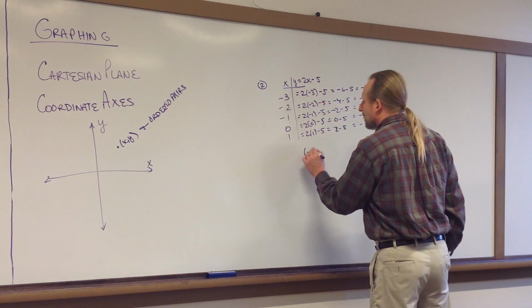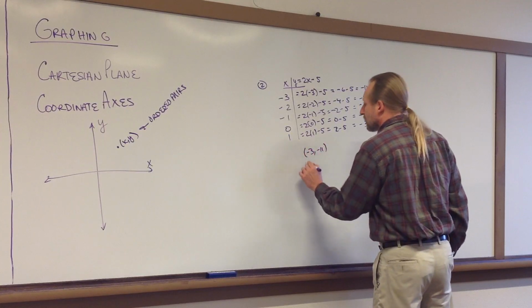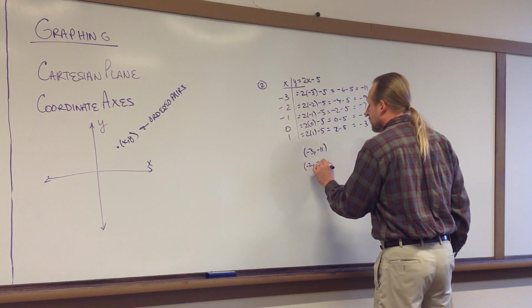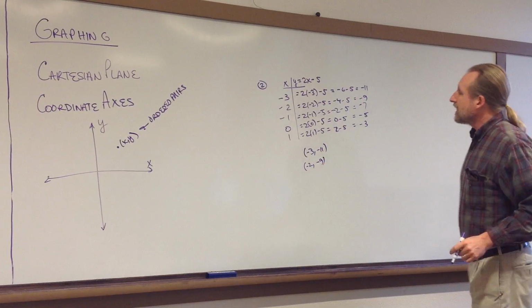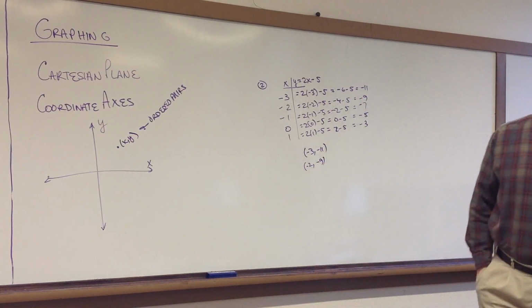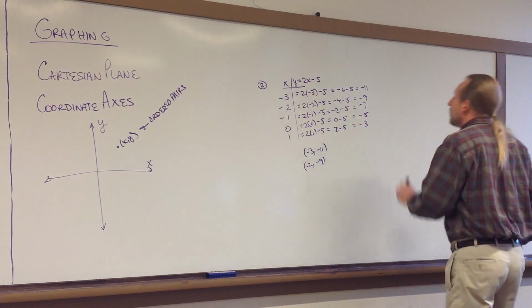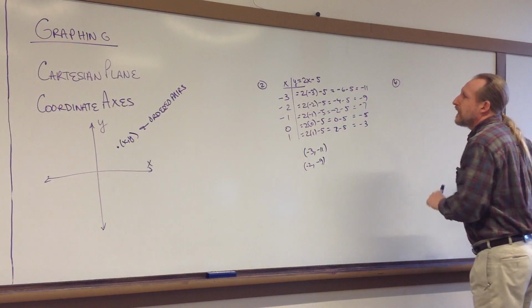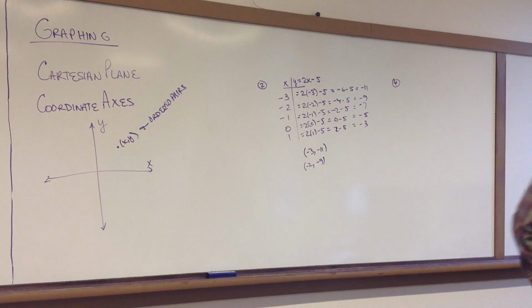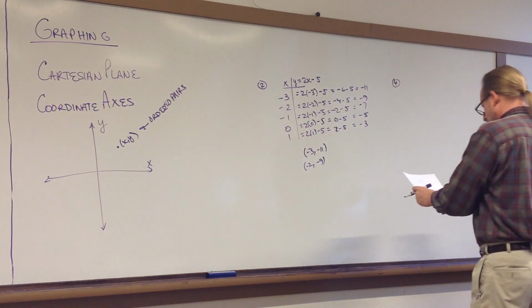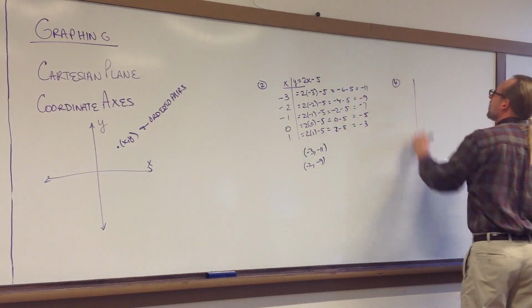If we were to write them as ordered pairs, then we would put them in parentheses and write them in that form. I didn't really ask you to do that on the instructions, so you don't have to. But like I said, this is all about just finding the y values given the x value and the equation. Okay, problem 4.